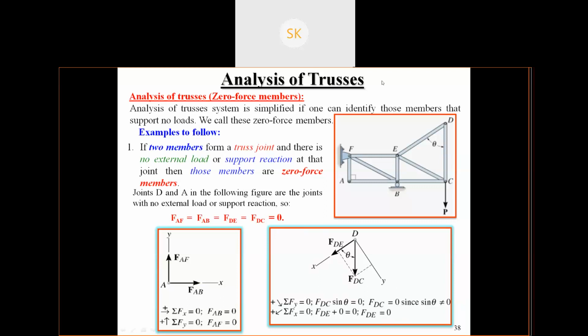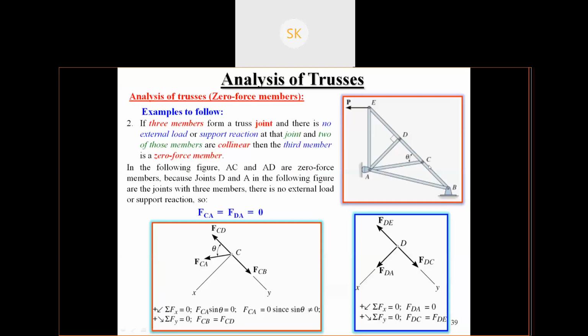Then these are more examples of the zero force members. Here in the following figure, AC and AD, that is, the C and D joints, are zero force members. So the force in this and this direction will be 0. C to A, not A to C. C to A and D to A. The force in the members C to A and D to A will be 0.